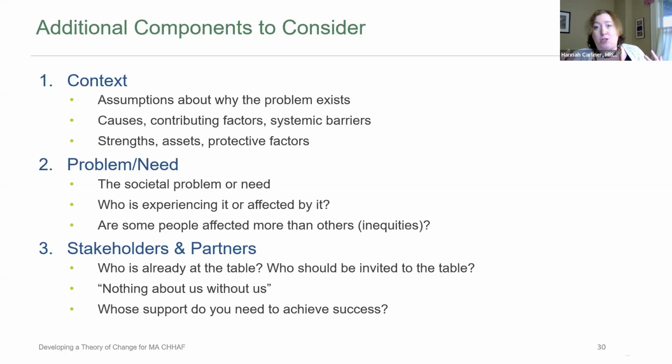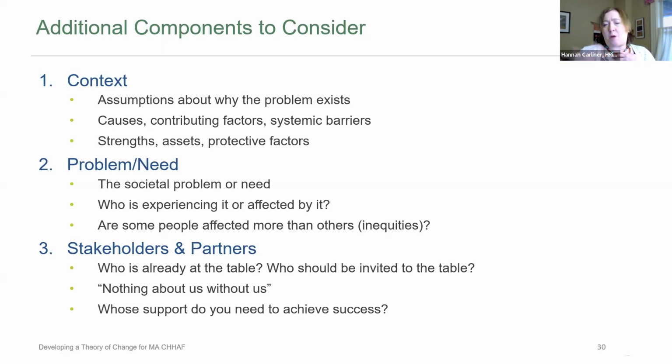This is related to what is the problem or the need that you're addressing. So to just be really clear, even if it's just in a statement at the top of your theory of change document, what's the problem and who is the population that this is affecting that you are specifically aiming to work with on your project.